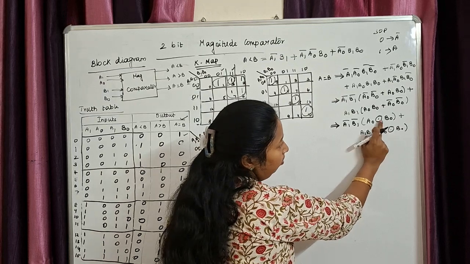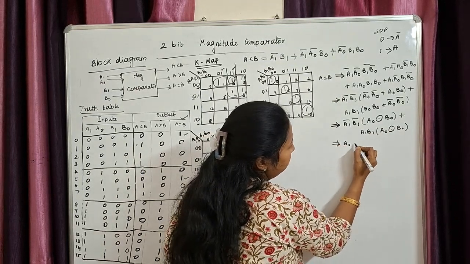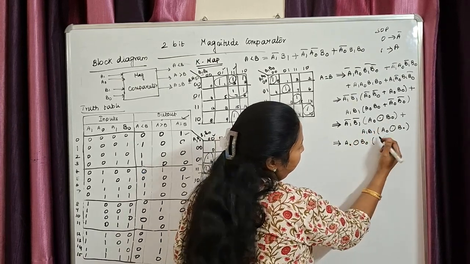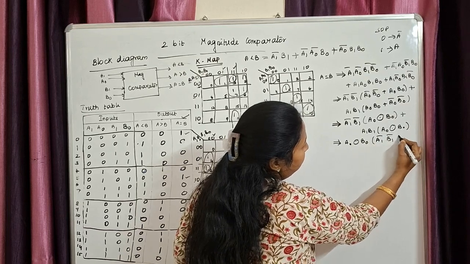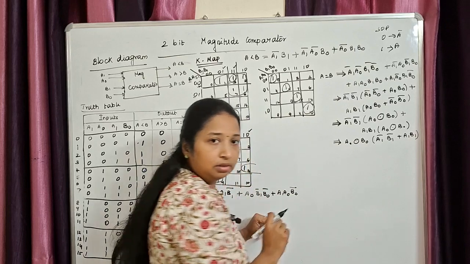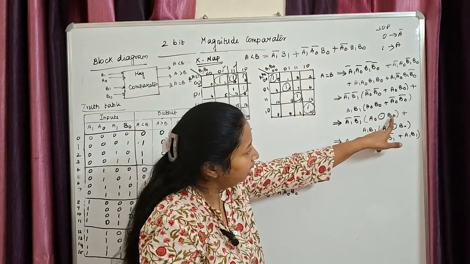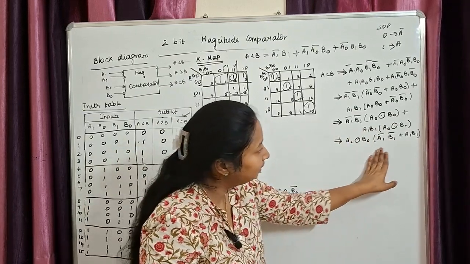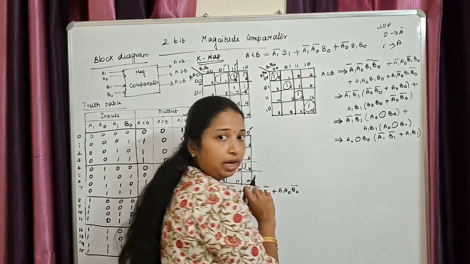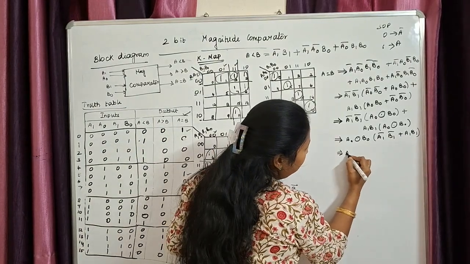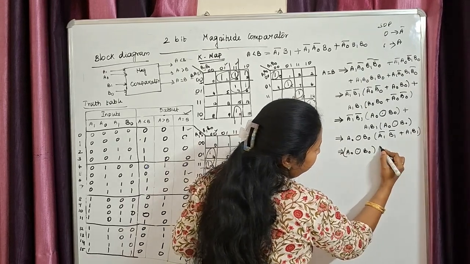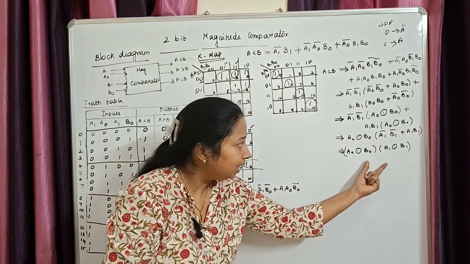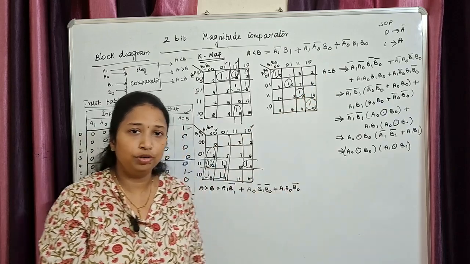Now, these two terms are common. So I'm going to take these two terms outside. And when I take A0 XNOR B0 outside, then it will become A1 bar, B1 bar plus A1, B1. Right? From these two terms, I'm going to take A0 XNOR B0 outside. The other terms I have just written it like that. Now, how is this term representing? This again is my XNOR gate. Right? So this entire term I'm going to write as A1 XNOR B1. Clear? This is the final expression for A equal to B output.